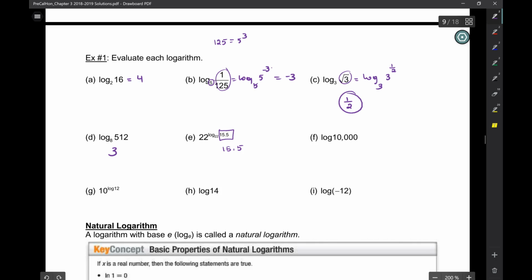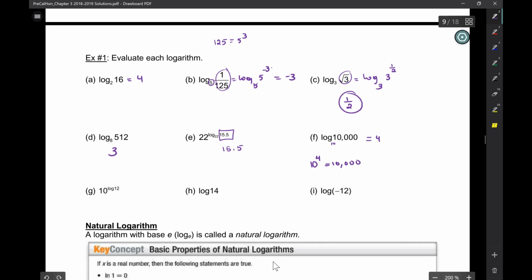Okay? Here, what is this? What's the base there? 10. So 10 to the power of what gives you 10,000? 4. Right? 10 to the power of 4 is 10,000. So if you have an earthquake with a magnitude of 4, the intensity of that is really in the 10,000s. Okay? I'll talk more about that later.